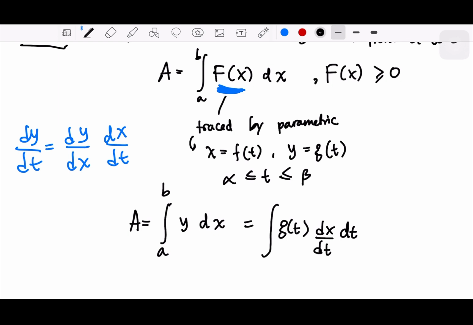And then, because we already make some assumption here that the curve that we have from A to B can be traced out, can be tracked with the parametric from alpha to beta, then this is also alpha to beta from here to here. Okay.